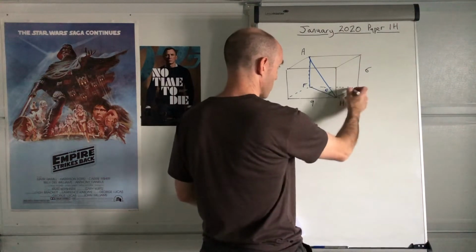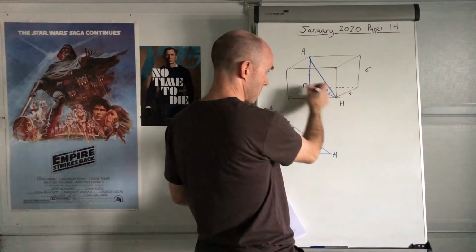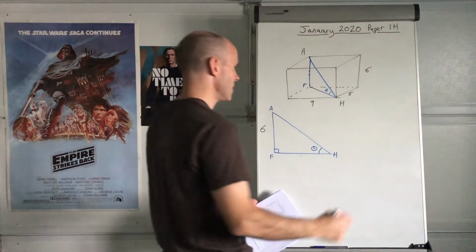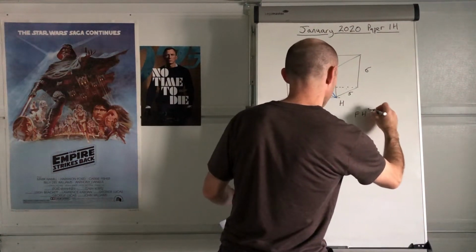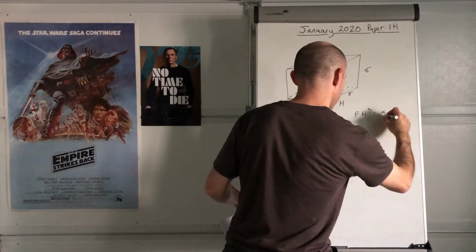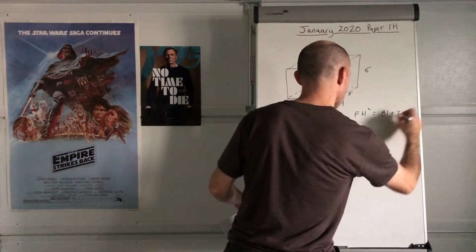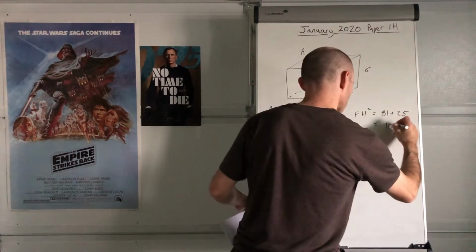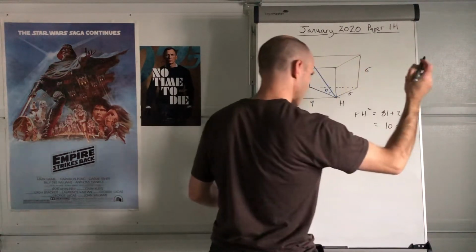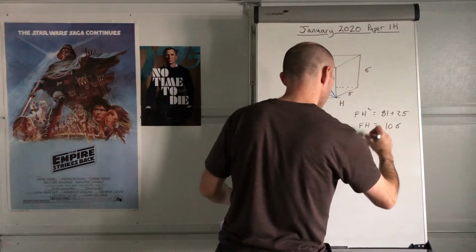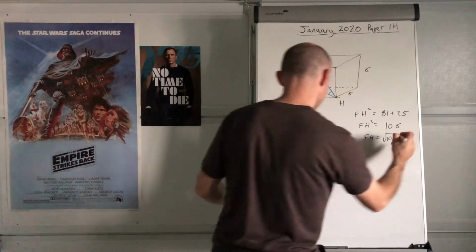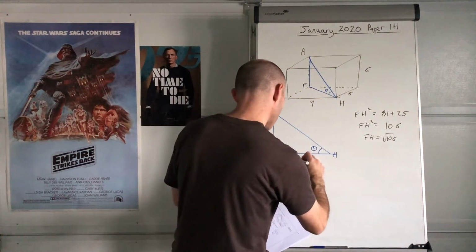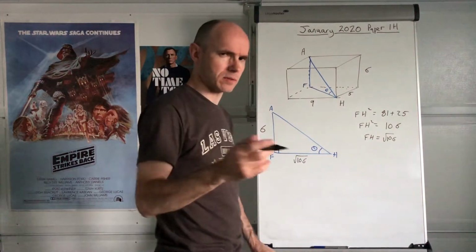This is a right angle triangle, and FH is the hypotenuse from a rectangle on the base. So let's just put some work in here, shall we? You've got FH squared equals 9 squared plus 5 squared. So FH squared equals 106. So FH will be root 106. So FH here is root 106. Use the exact value, root 106.